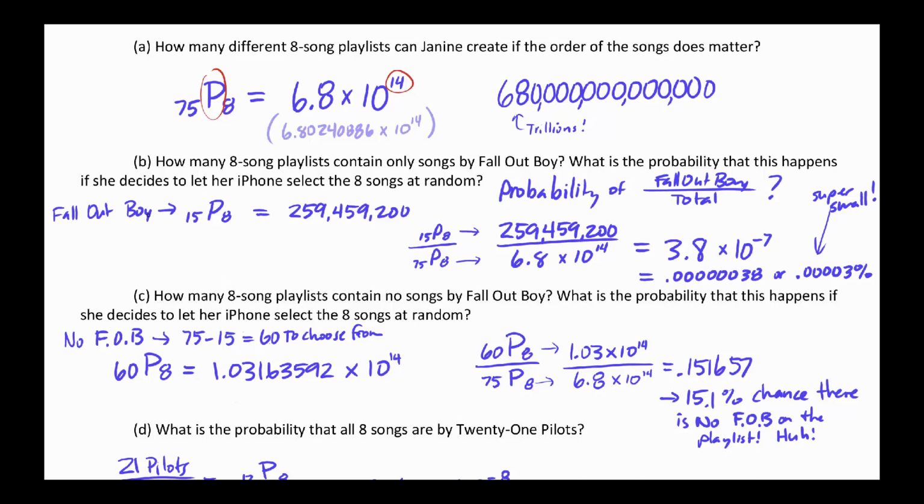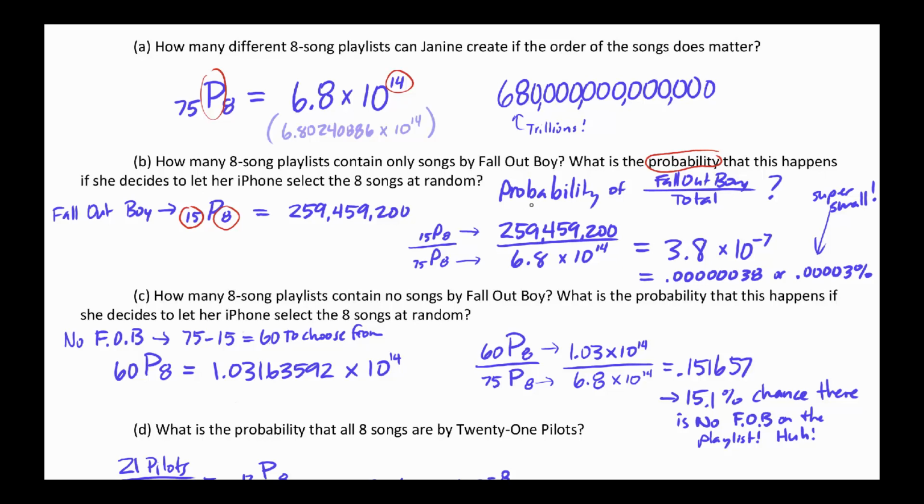So we have to know how many songs Fall Out Boy has on her iPhone. If we look back, there are 15 total songs. Out of those 15, I need to choose 8. How many different ways can we arrange those if the order matters? We're just going to stick with permutations for this problem. So 15P8 turns out to be 259,459,200 different possibilities.